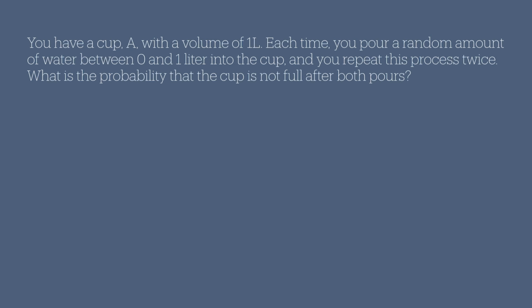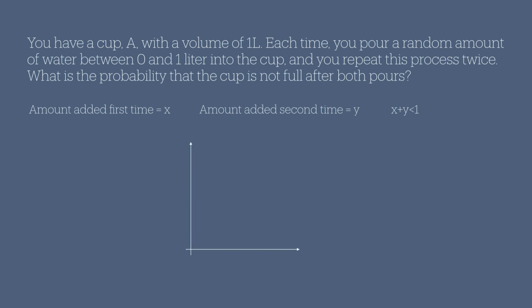Let's first define the variables. Let the amount of water added the first time be x, and the second time be y. Since the condition is that the cup is not full after 2 pours, we know that x plus y is less than 1. We can solve this problem geometrically by drawing two number lines representing the two variables, x and y. Given the initial condition, we subtract x from both sides and get y is less than 1 minus x.